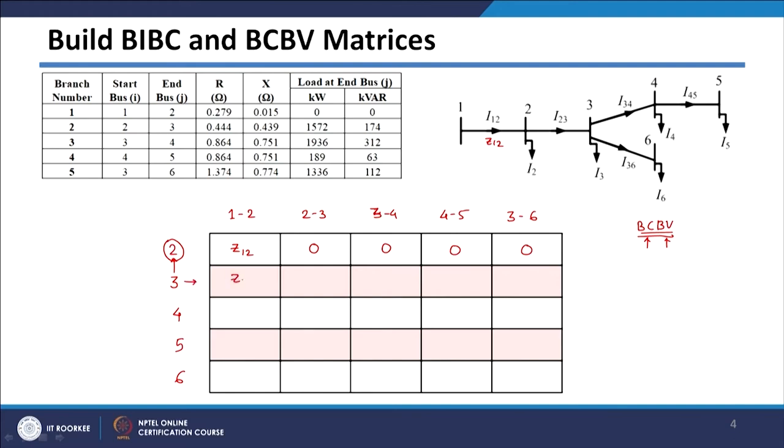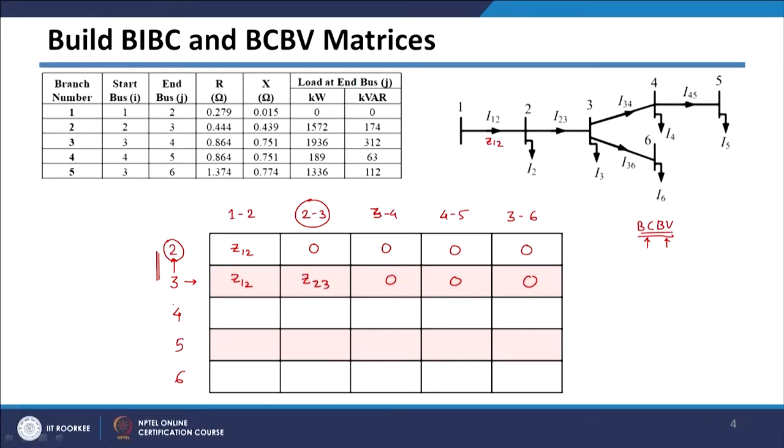So it will be Z12 0 0 0 0, and since it is actually branch 2 3, we are considering it here at 2 3 location, we need to replace it by your impedance of 2 3. So it is actually impedance of 2 3.